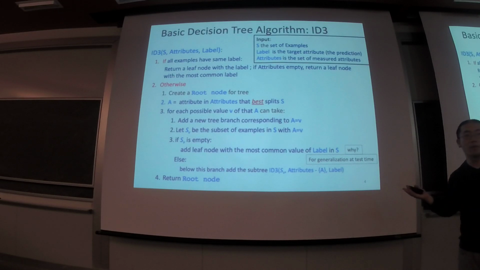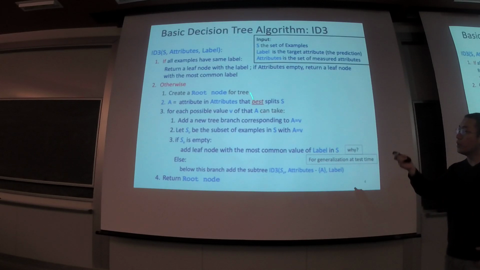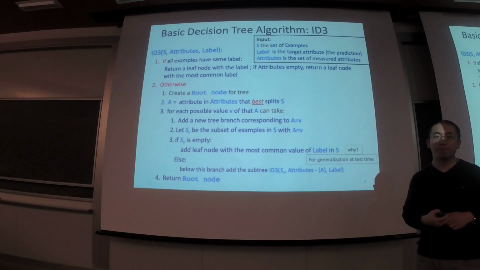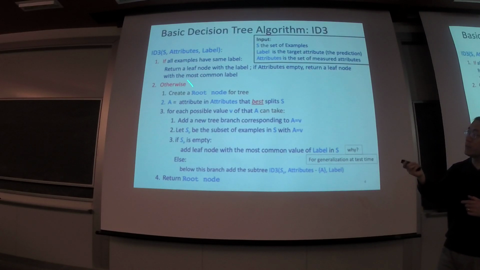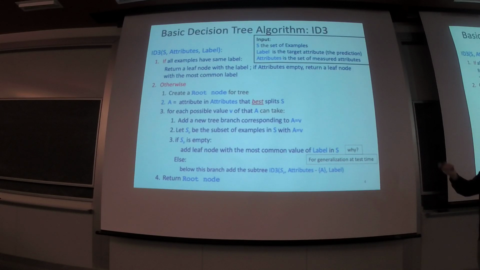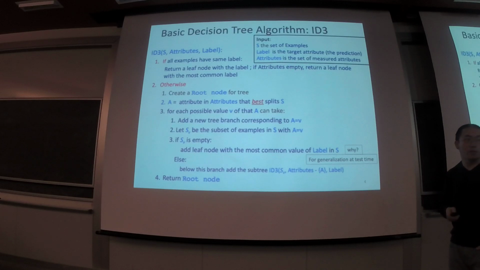Otherwise, we can perform split. How can we perform split and create new tree nodes? We first create a root node for the current subtree. And this root node actually represents the current subset of examples S. And then, from the set of attributes, we select one which best splits the current example set S.